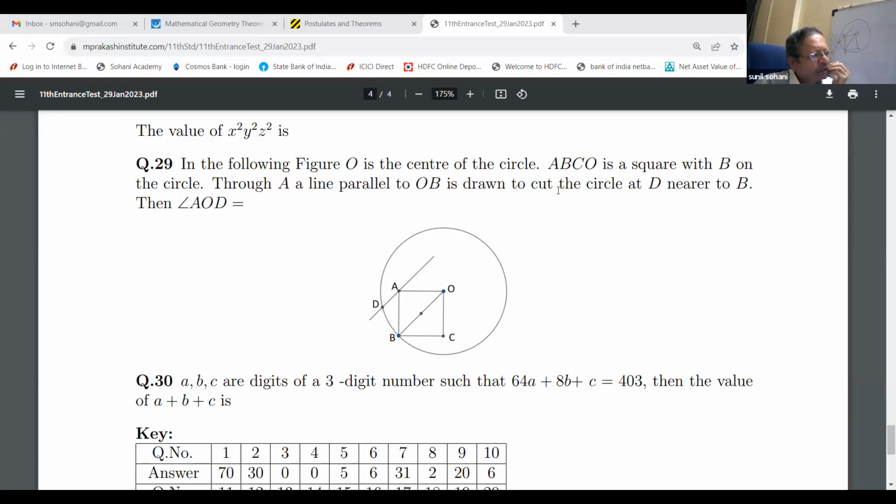I hope all are trying to get the solution of the question. Okay, I'll start some markings on the figure.